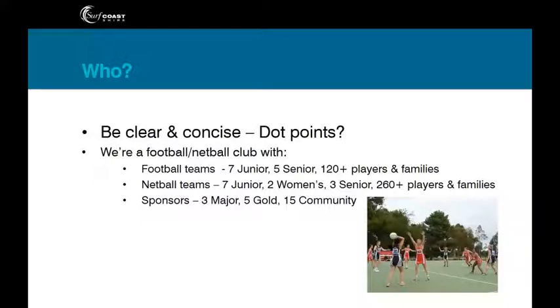This was an application from a football group that wanted people to know it was a big club. It had both netball and football. And it gave an indication of the kind of people, what kind of support they have.